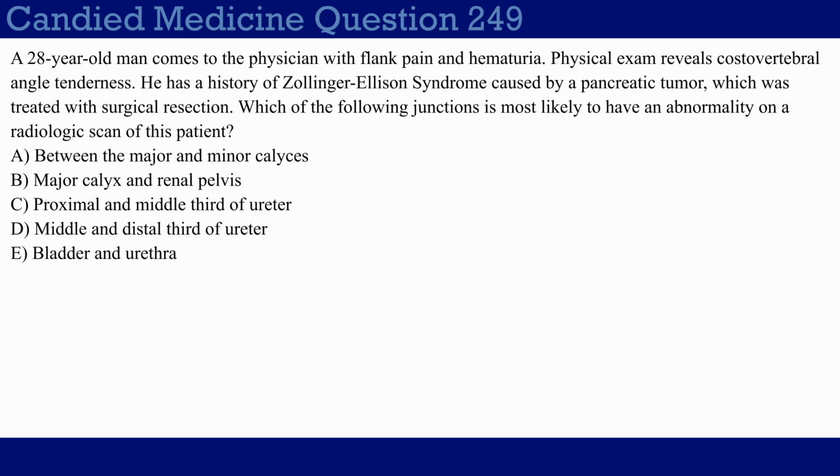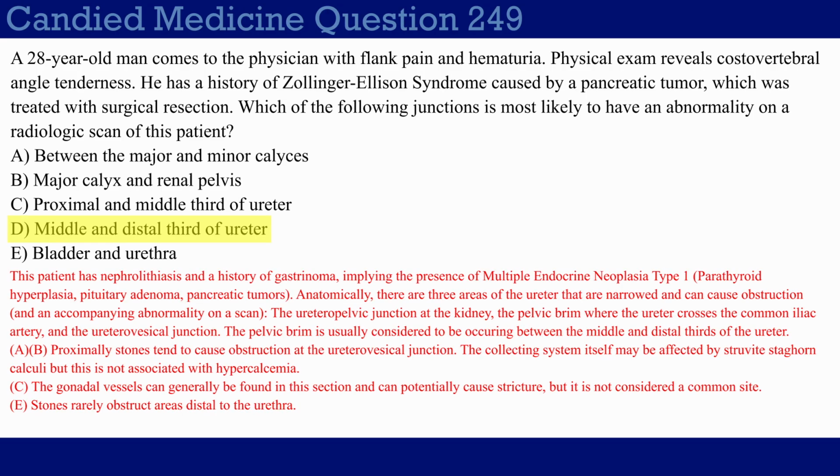You gotta know that there's 3 areas where the ureter tends to narrow and you can easily lodge something like a kidney stone. First one is the ureteropelvic junction at the kidney. The second one is the pelvic brim where the ureter crosses the common iliac artery. And this is located at choice D, middle and distal third of the ureter. And then finally, the third one is at the ureterovesical junction. In other words, where the ureter enters the bladder. Straightforward anatomy stuff, shouldn't be hard.